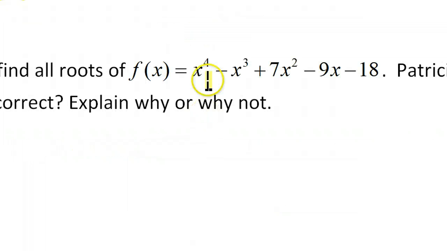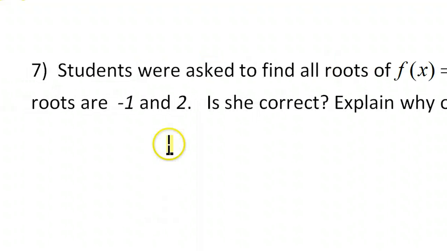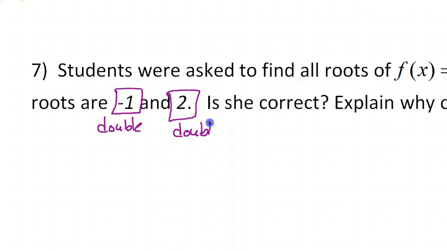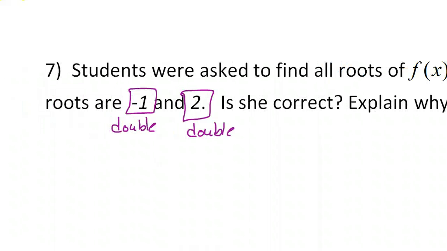Well, the main thing is the degree. The degree of 4 tells us that there should be 4 zeros if we count repeated zeros separately. So the only way that Patricia could be right is if, for example, negative 1 was a double root and 2 was a double root. If this was a double and this was a double, then that would make the 4 zeros that we're looking for.